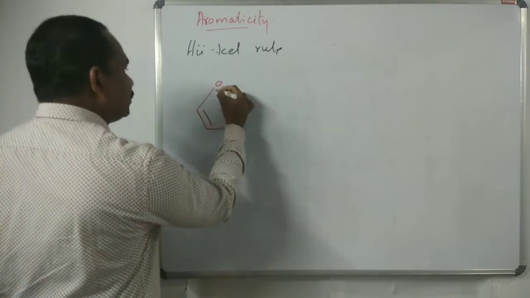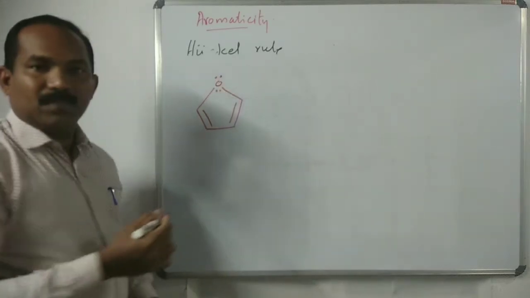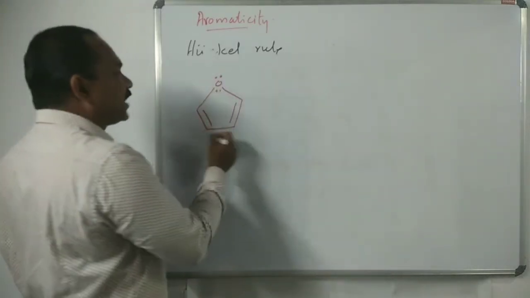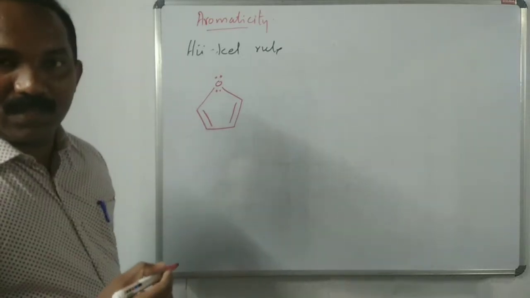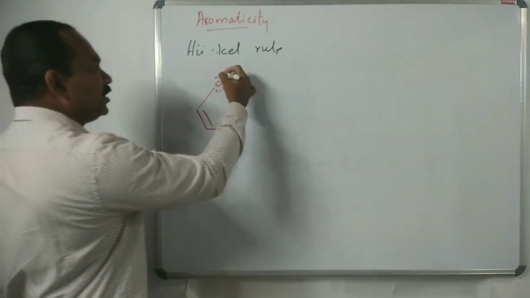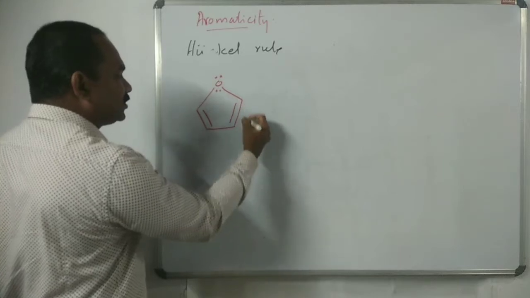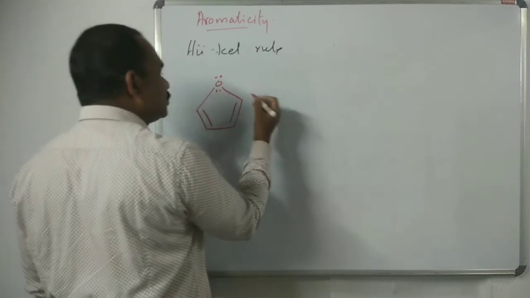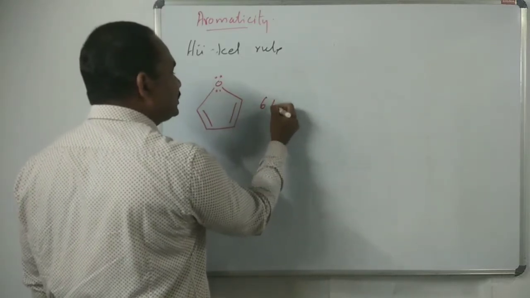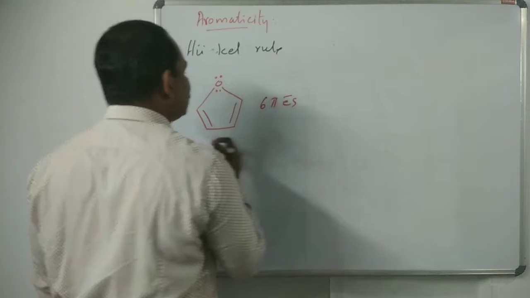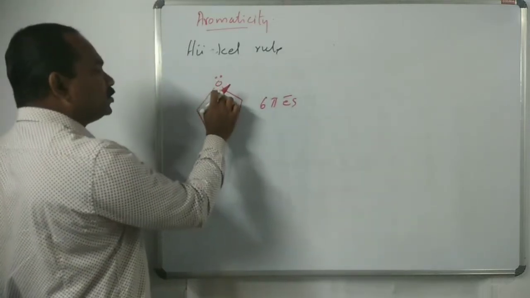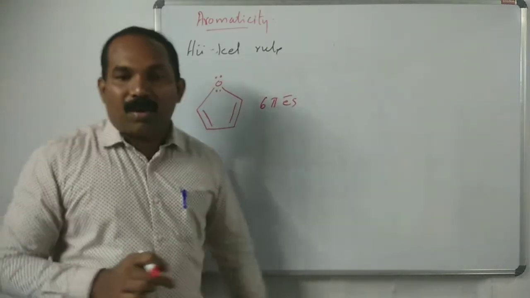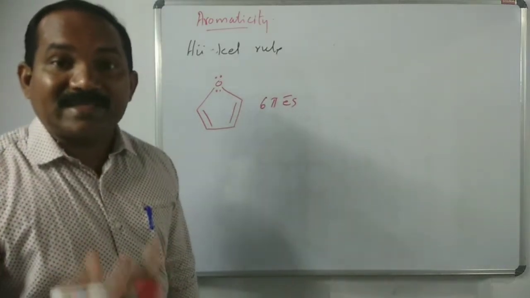This is a furan. Okay, furan. Then the compound is cyclic. Then resonance is also possible. If this electron shifted to this side, this comes here, this comes here. So resonance is also possible, and it contains 6 pi electrons in the ring: 1, 2, 3, 4, 5, 6. So the molecule furan contains 6 pi electrons.